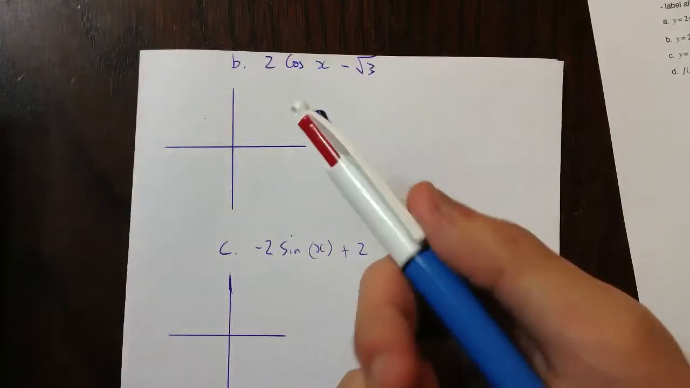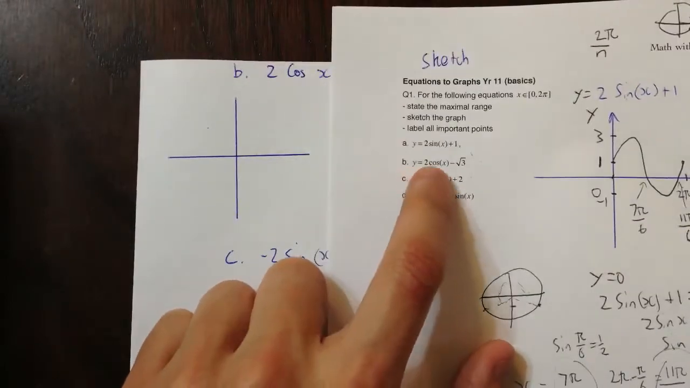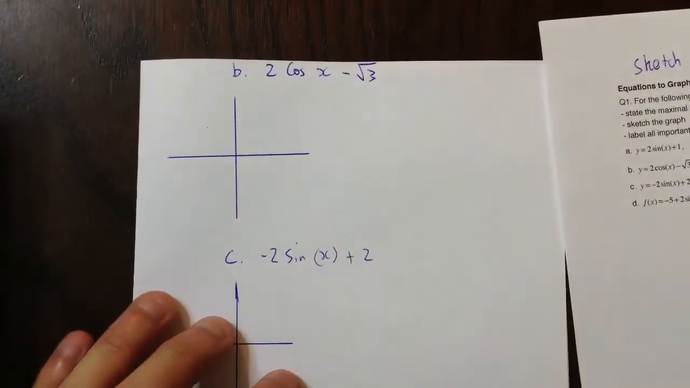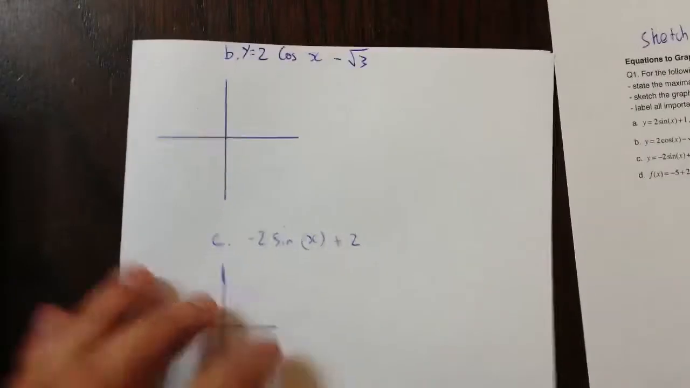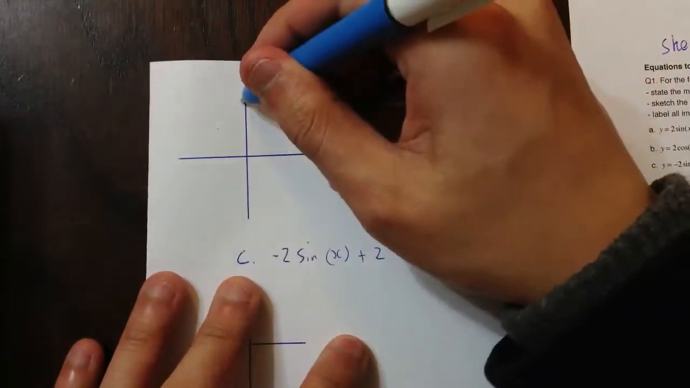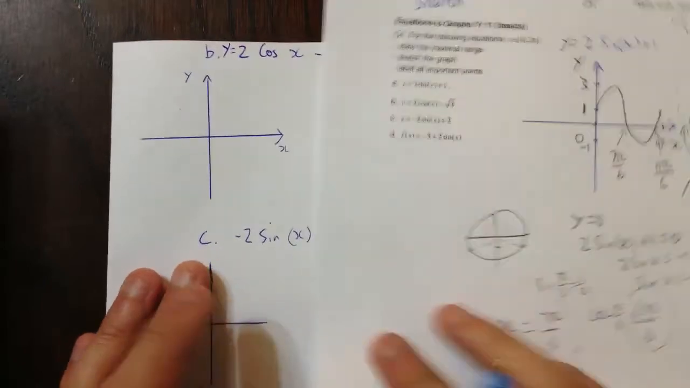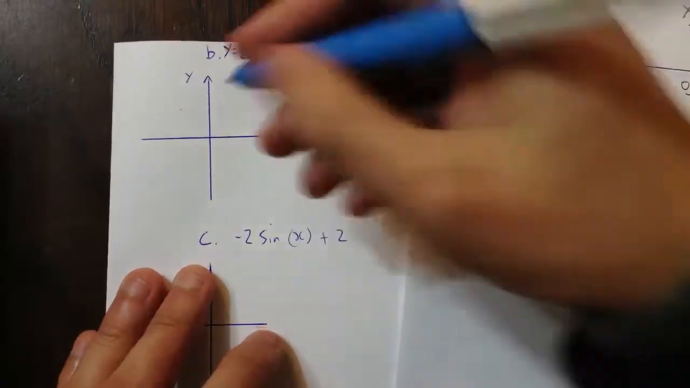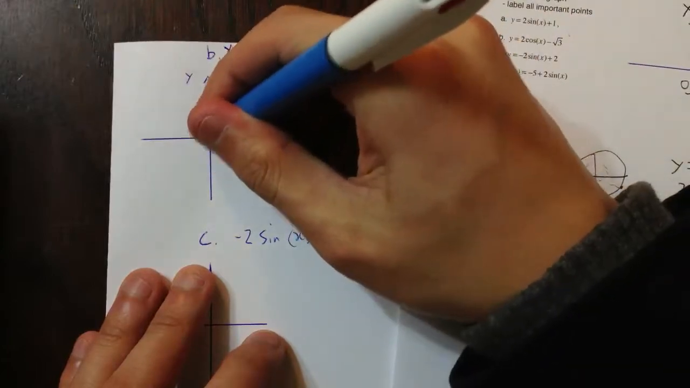Okay, so continuing on our sketching, I'm going to sketch y equals 2 cos x minus root 3. I keep forgetting to write the y equals. And how are we going to sketch that? Well, first, we know our y and our x, and we know what we're sketching from. So we're sketching from 0 to 2 pi. So I'm just going to make this 0, and this is going to be 2 pi.